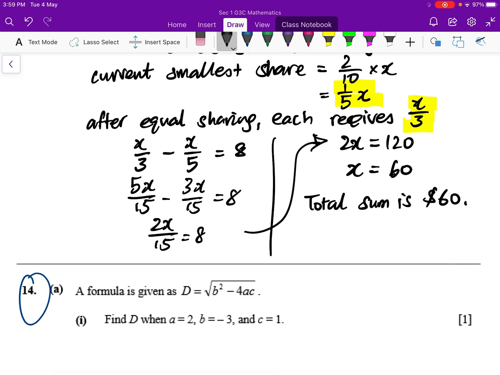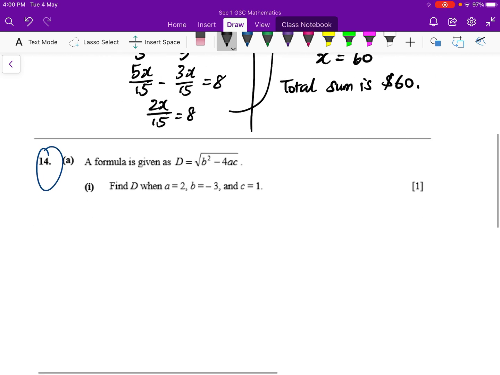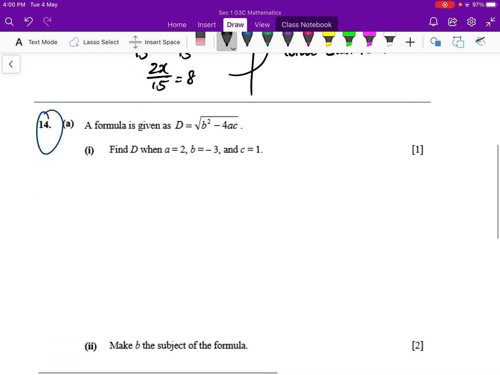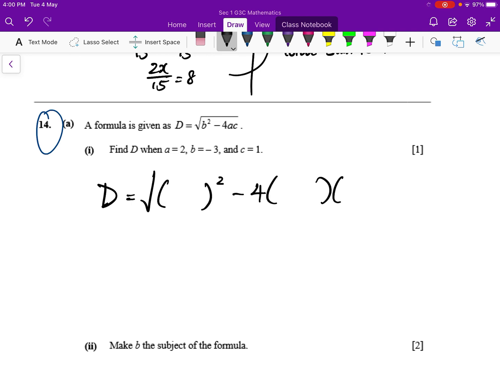There are other ways of doing it. For example, you can use ratio. So next one, 14. Quite poorly done. Find the value of d. Just straightforward. Copy and make the changes. Every time you see unknown, put brackets. Be very clear about where the power is. In this case, power 2 belongs to the entire value of b.